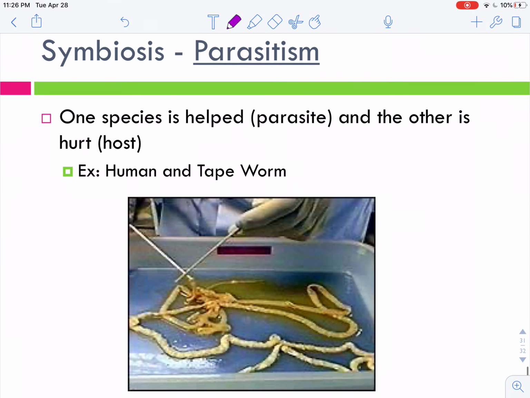And the third kind of symbiosis is parasitism. That comes from the word parasite. Parasitism. That is when one species is helped and the other is hurt. So it's good for one and bad for the other. For example, a good example of a parasite is this giant tapeworm that could live inside the intestines of a human. So parasites are usually small, and they usually live inside of another thing.